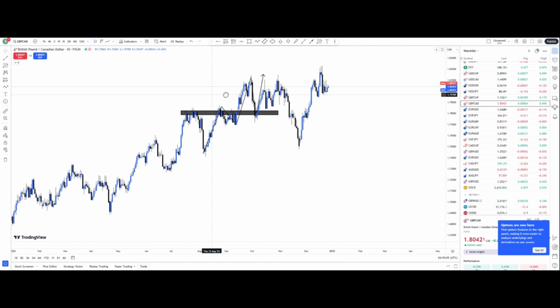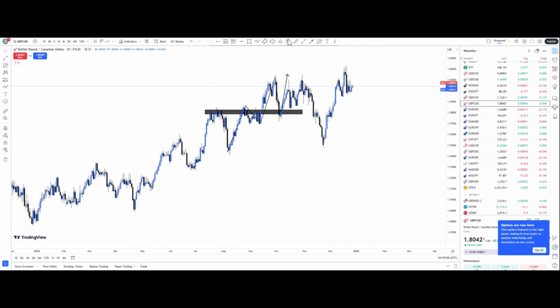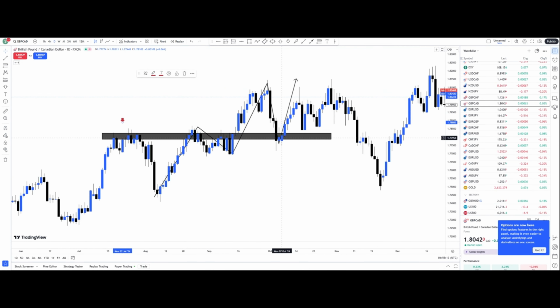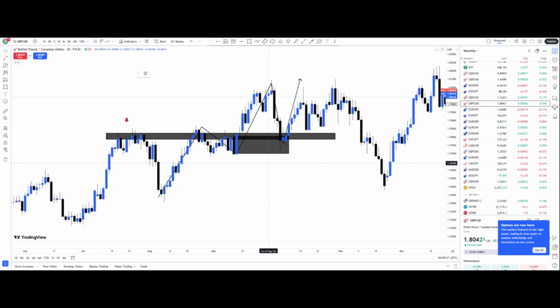But at this point in time, we did not just have only support, we also had a demand zone backing up the support. So on this example, we have both demand and support. So here we have demand and support. So this is demand and break and retest. So we can call this break and retest. So these two were acting as a confluence for us.